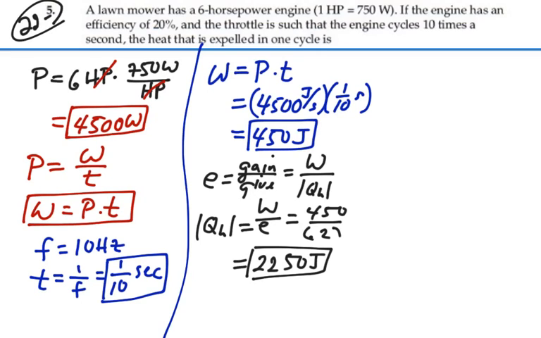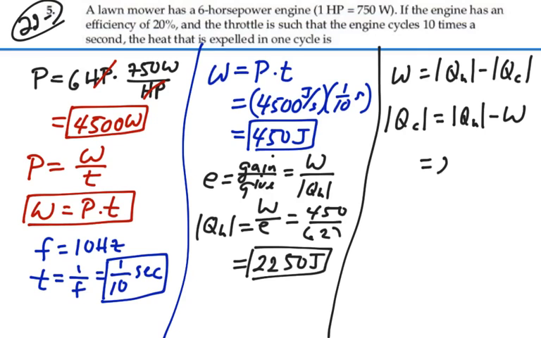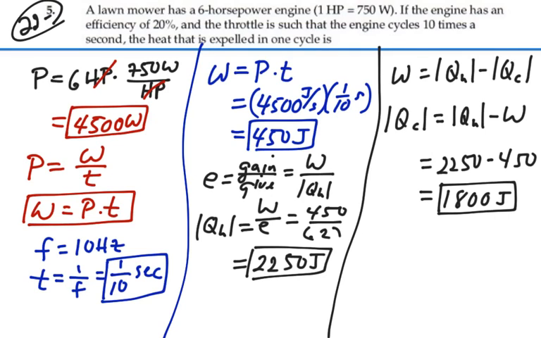We want to find the heat expelled in one cycle, so we want to find the heat exchange with the cold reservoir. By definition, the work is equal to the heat exchange with the hot reservoir minus the magnitude of the heat exchange with the cold reservoir. So the magnitude of the heat exchange with the cold reservoir is going to equal the heat exchange with the hot reservoir minus the work. That's going to equal 2250 minus 450, or 1,800 joules. So the heat expelled to the cold reservoir in one cycle of this engine is 1,800 joules.